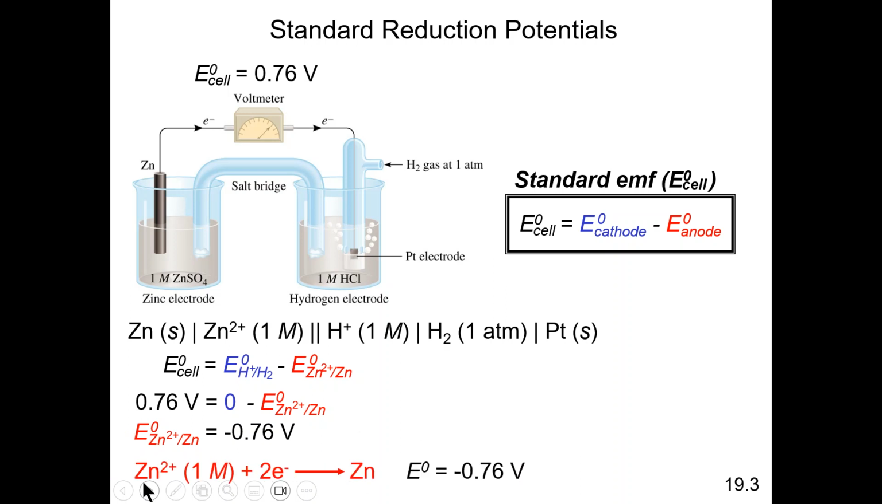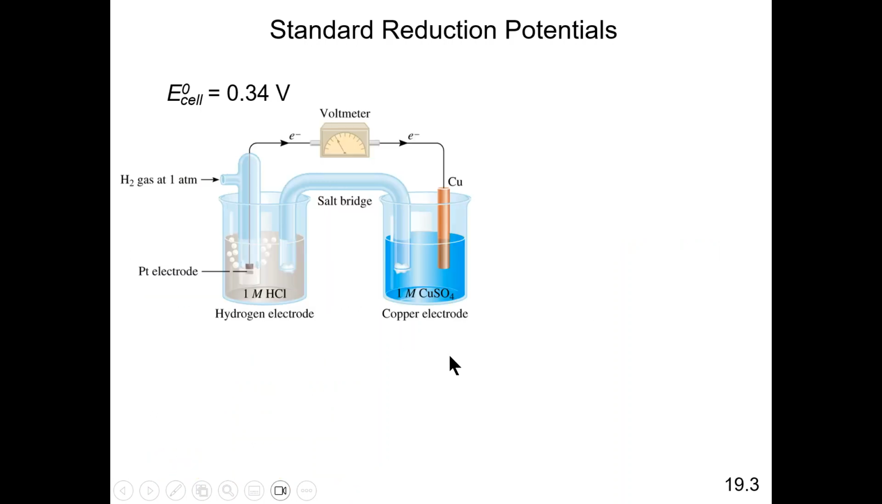So what that means is that for the reduction of zinc in this setup to form zinc metal, this would be the standard EMF value. So that's what happens when you connect the standard hydrogen electrode to the standard zinc electrode.